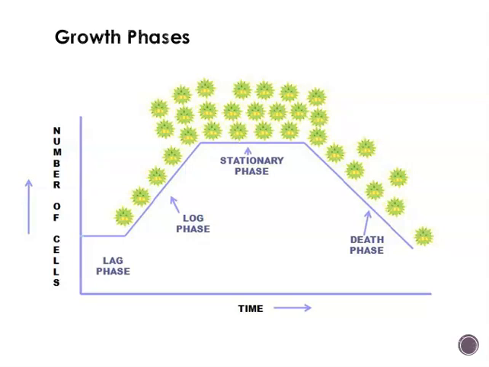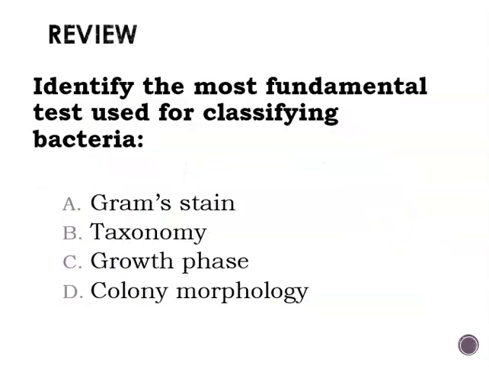Next is the stationary phase, where nutrients become limited, and even though the numbers of bacteria may remain the same, viability may decrease. So the growth rate will decline due to those limited nutrients and pollutants that are being excreted by the bacteria into the media. And then the last phase is death or decline, where bacteria will eventually run out of the nutrients and they will die.